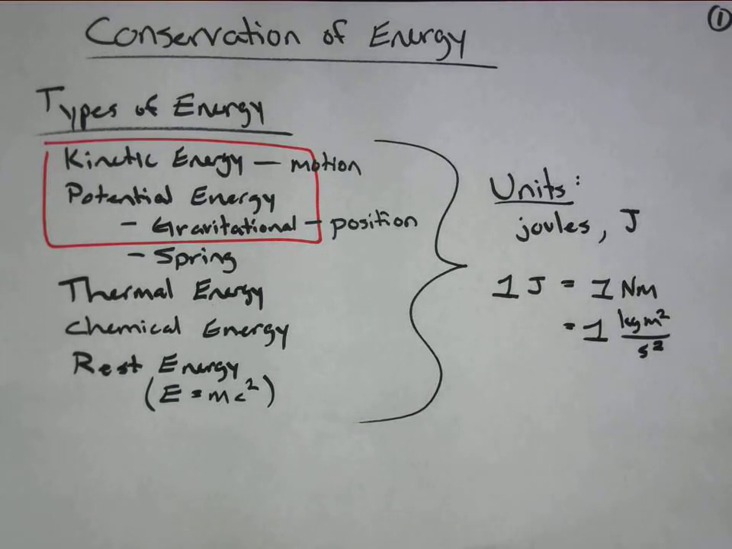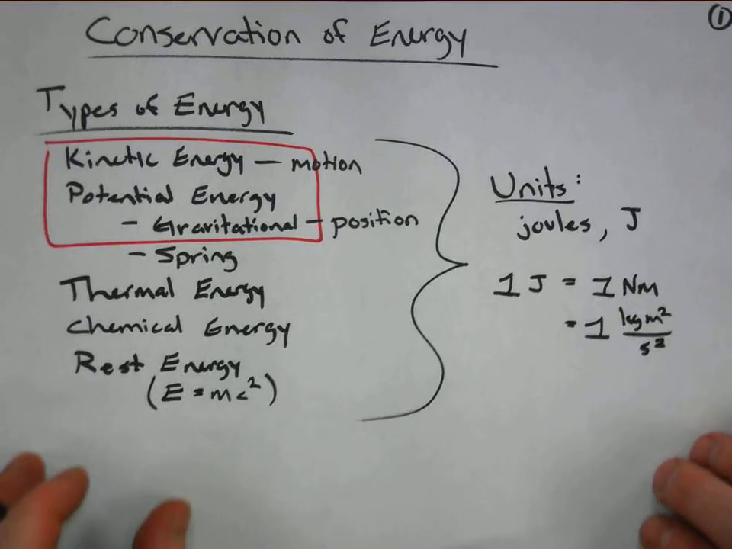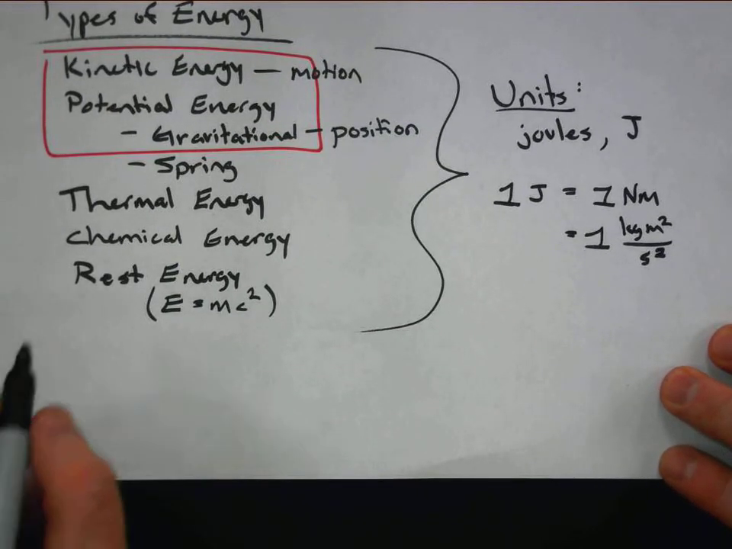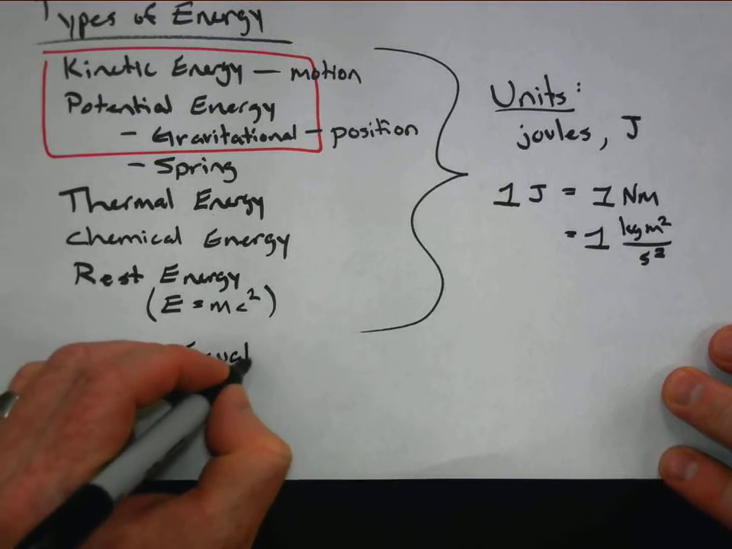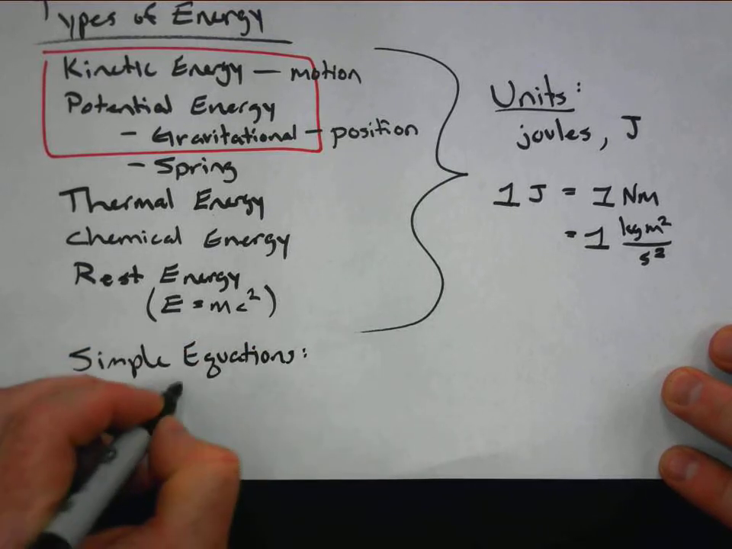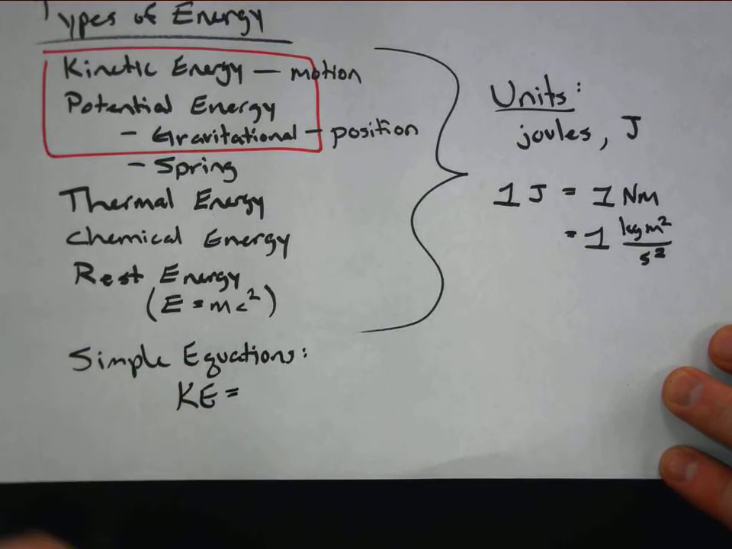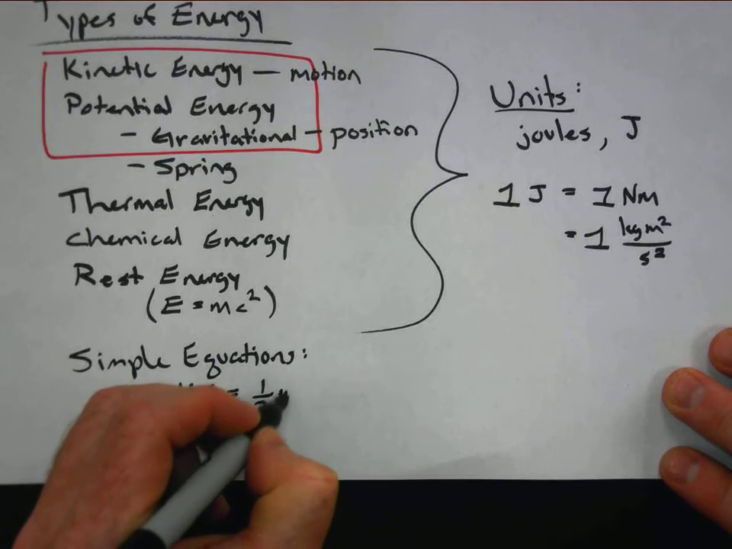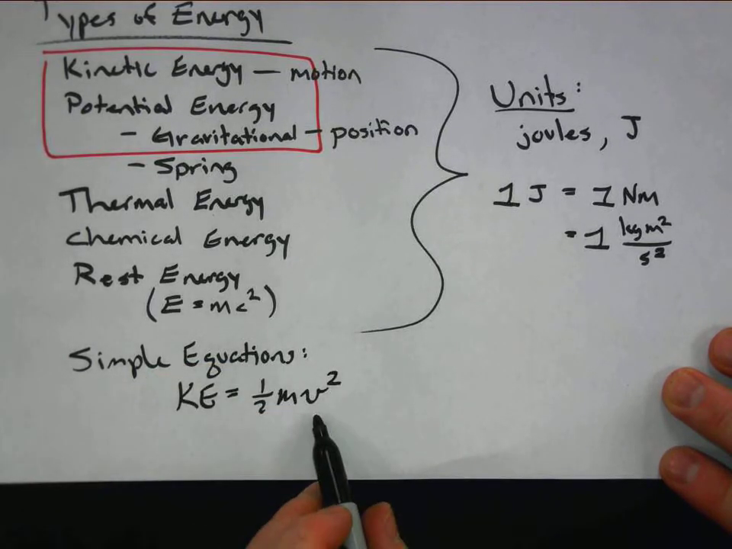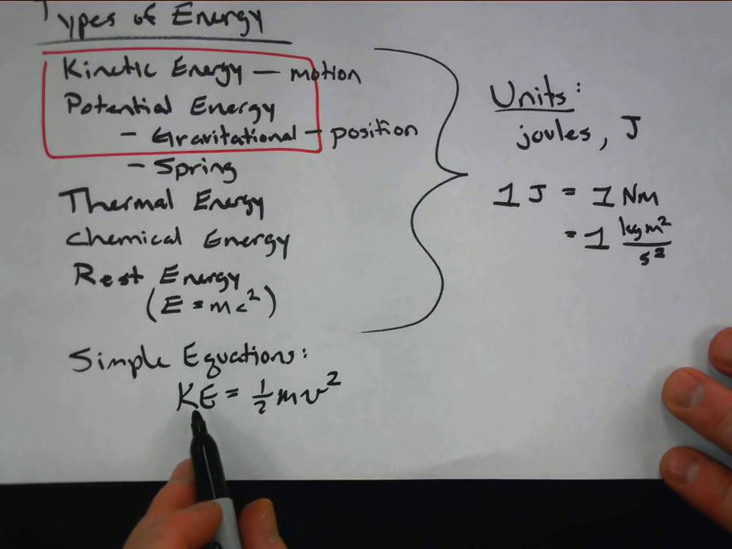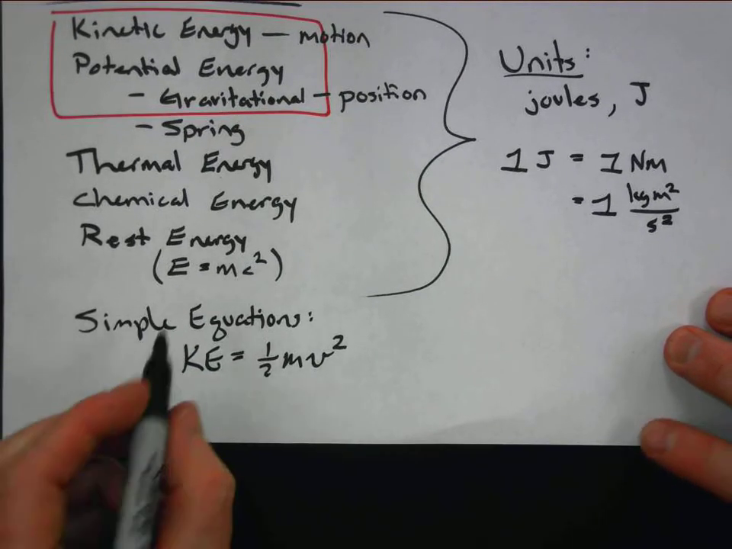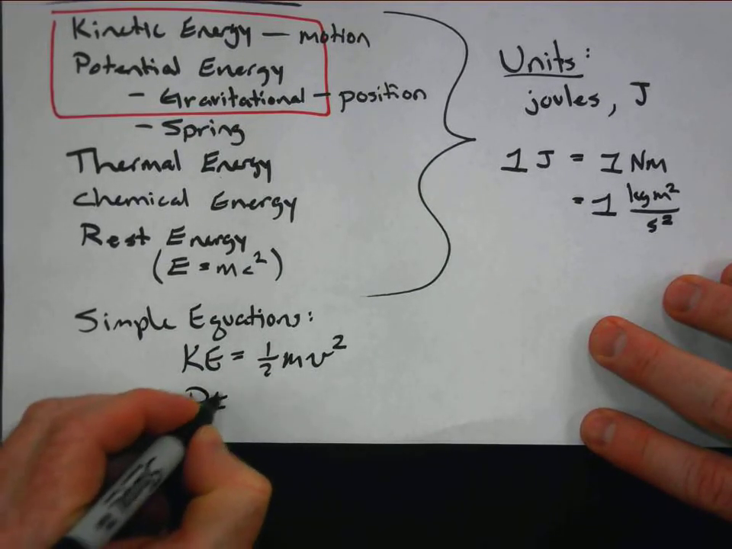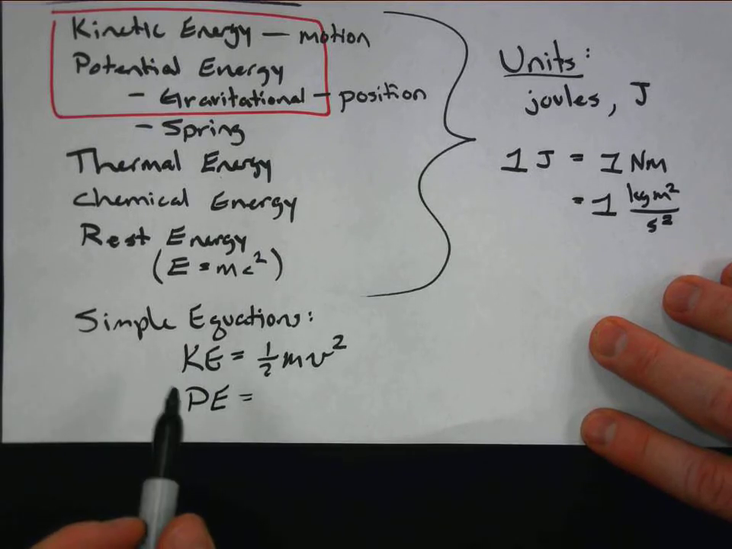Okay, now there are some simple equations. Let's look at that real quick here. Simple equations for kinetic energy. We usually abbreviate KE, and we have 1/2 mass times velocity squared. So if something is going faster, it will have a larger kinetic energy. There's also a pretty simple equation for potential energy, and I usually just say potential energy, even though what I'm talking about is gravitational potential energy.